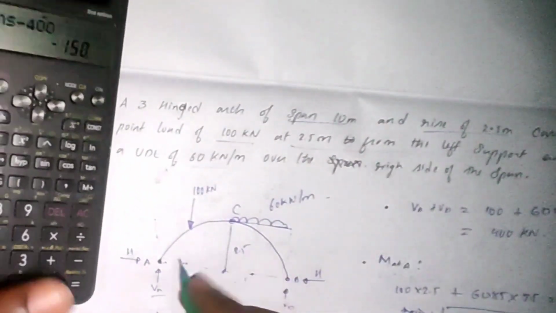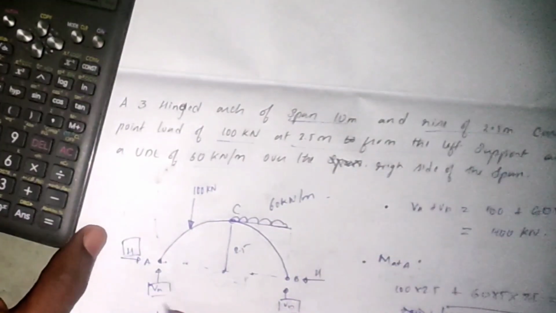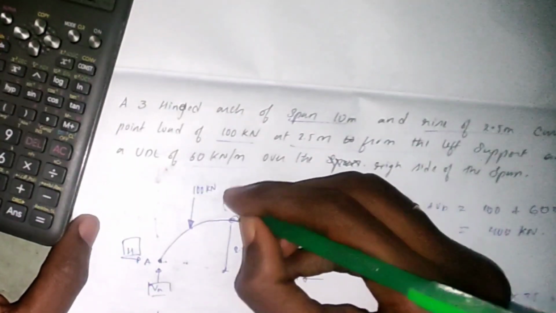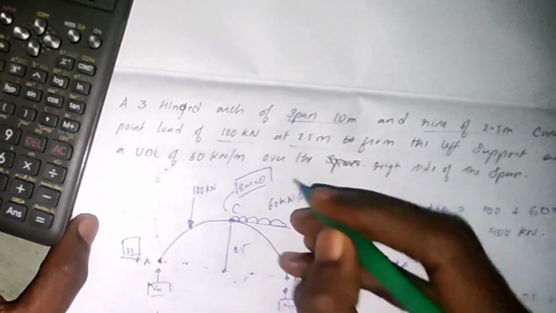Now we got VA, VB. Now we have to find the H value. To find the H value, we'll consider the crown point where the bending moment is 0. So we'll apply this and we'll get this.